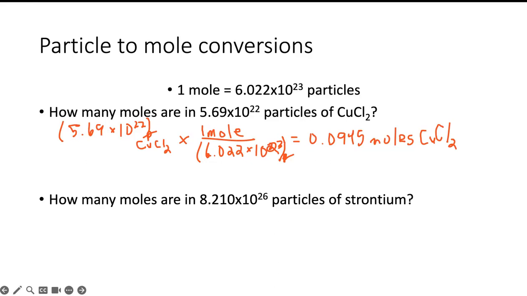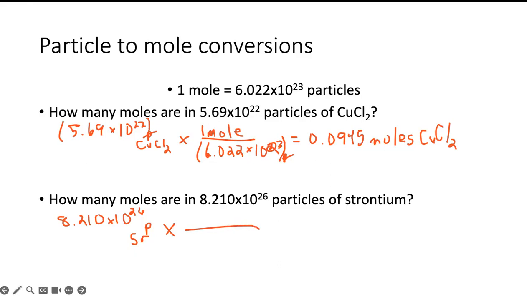We're back. Alright, so start off by writing down your given number. So here I have 8.210 times 10 to the 26th power. And I know my cursor's a little bit slow, so I'm trying to work with you here. And again, this is particles. I'm just going to write P for particles, and this is of strontium. Strontium is Sr. And what I'm going to do is I'm going to multiply this by my conversion factor.